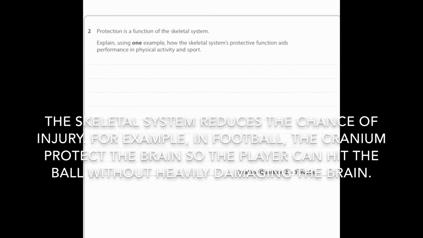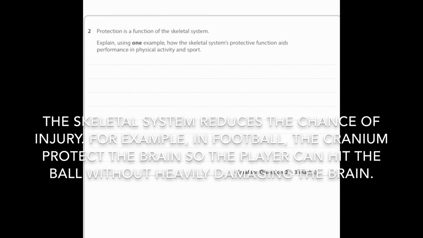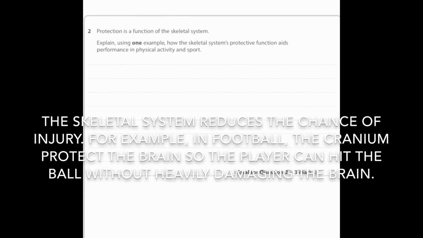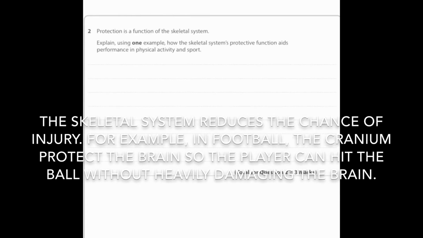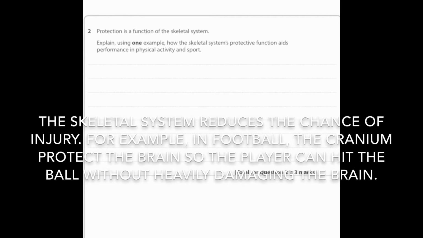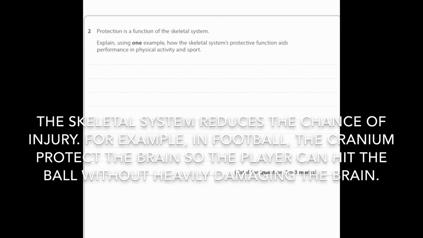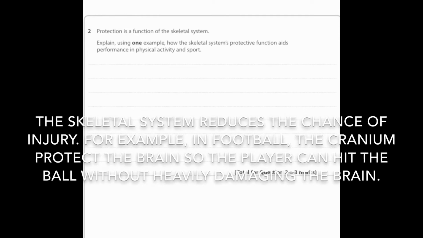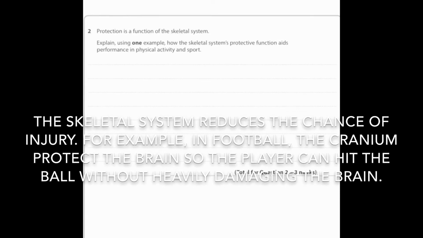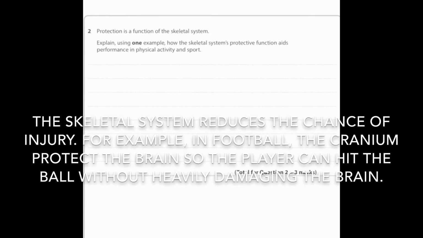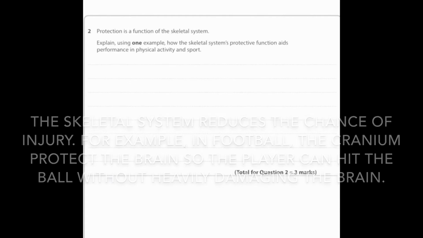For example, in football, the cranium protects the brain so the player can head the ball without heavily damaging the brain. So I would get 3 marks for this because I've given a point, which is the skeletal system reduces the chance of injury. Then I've written an example, which is the cranium protects the brain. And then I have finally linked this to sport, which is so the player can head the ball without heavily damaging the brain. So I would get 3 marks for this question.